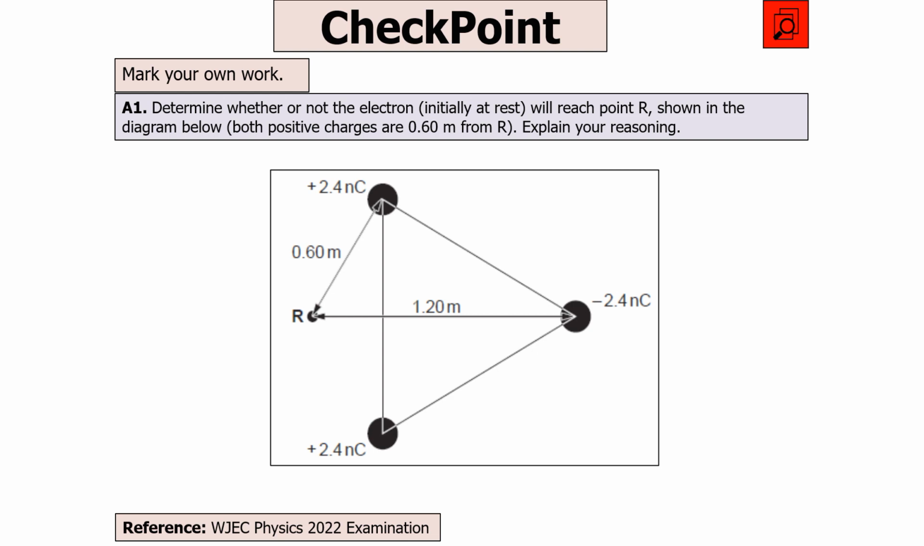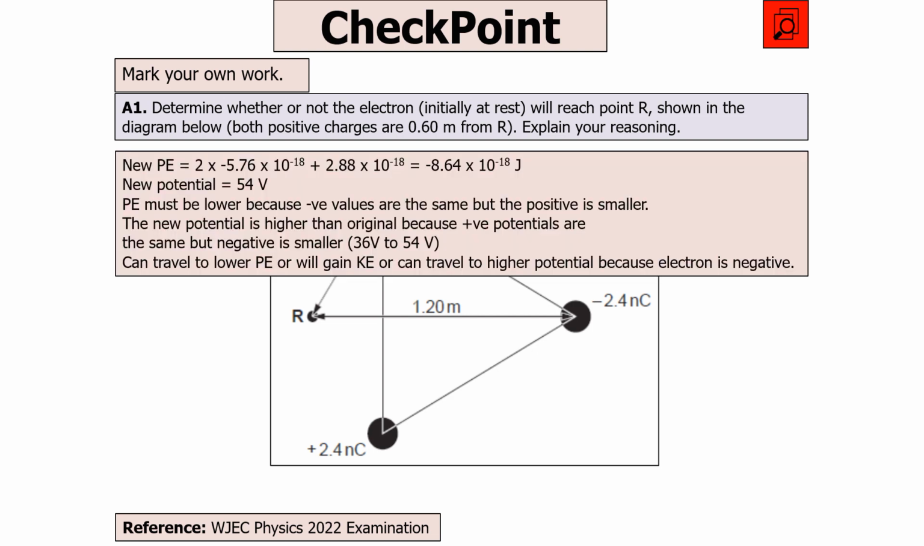Right, so how do you work this one through? Well, it's all about energies again. So you can work out your new potential energy from these values. So it's going to be 2 times minus 5.76 times 10 to the minus 18 plus 2.88 times 10 to the minus 18. So therefore it's going to equal minus 8.64 times 10 to the minus 18 joules. So when we work it backwards, because potential is going to be this energy over charge, we divide by the charge of the electron, 1.6 times 10 to the minus 19, and we get our answer to be 54 volts.